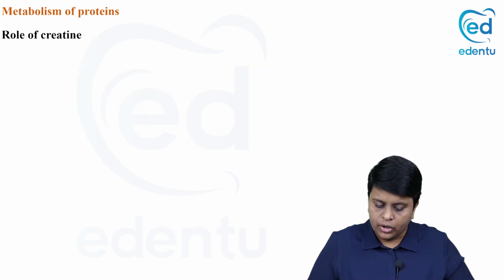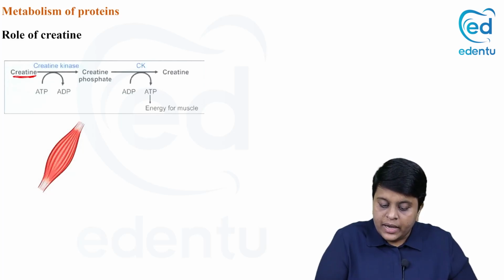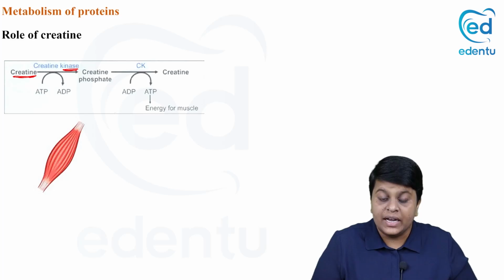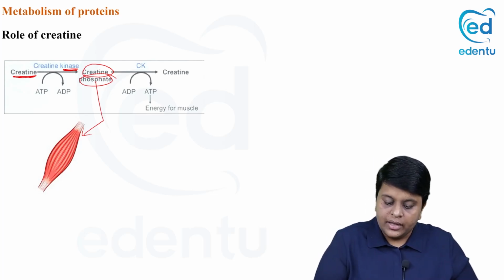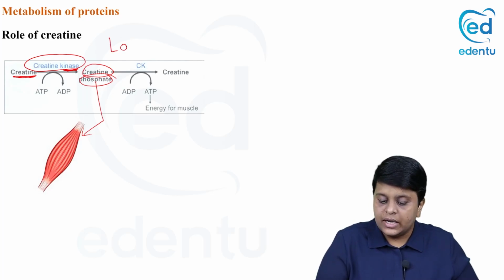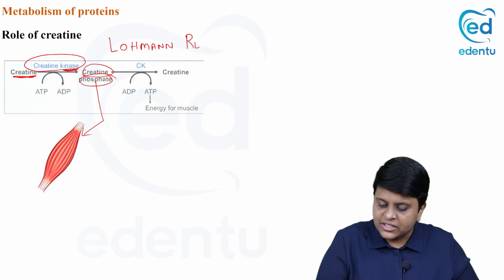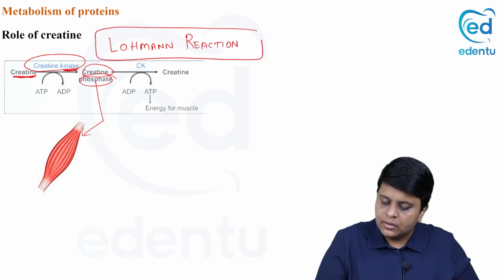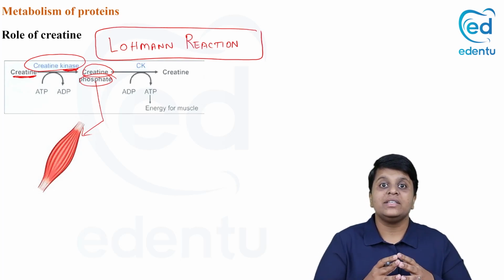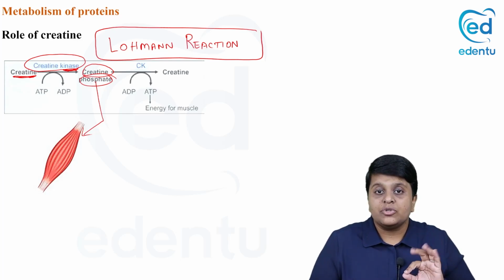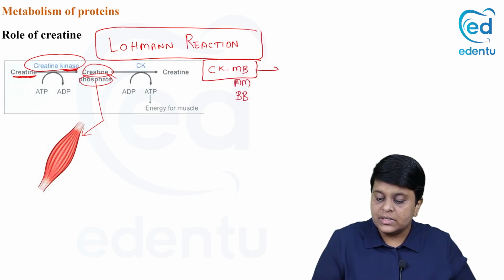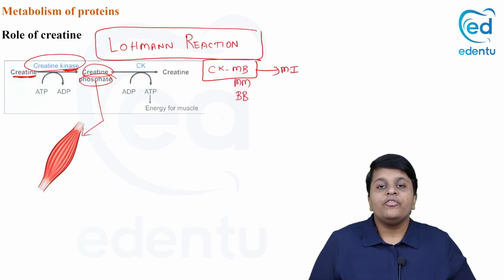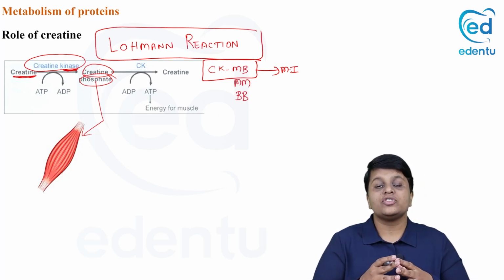So what is this creatine used for in the human body? Creatine will be phosphorylated by a kinase enzyme, creatine kinase, to form creatine phosphate. Creatine phosphate is an immediate source of energy for muscle contraction, and this is synthesized by creatine kinase. This creatine kinase reaction is otherwise referred to as Lohmann's reaction. So creatine to creatine phosphate by creatine kinase, and this creatine kinase has much clinical relevance. You have 3 isoenzymes of creatine kinase: CK-MB, CK-MM and CK-BB. Out of these, CK-MB is important because it is used in the diagnosis of myocardial infarction. So that is the significance of this creatine kinase enzyme.